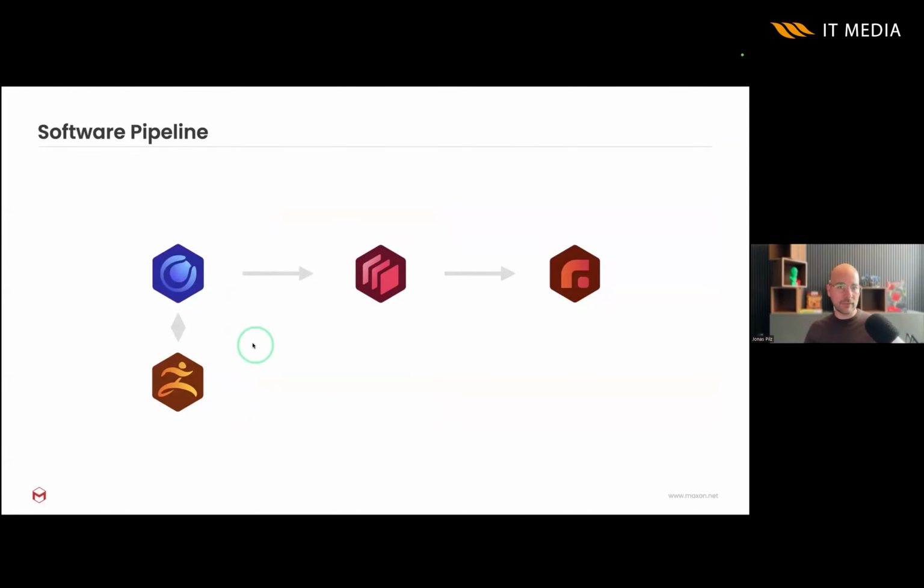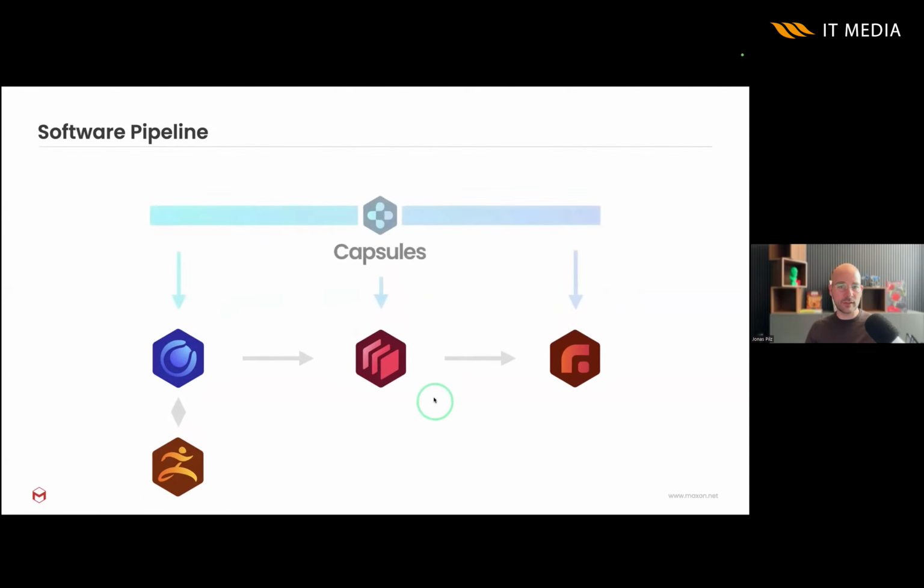So as you see, and as I showed you before, the software pipeline is Cinema 4D with ZBrush together and then going Redshift and Red Giant. But one thing that I haven't mentioned yet is a pretty important part of the whole process as well, which is capsules.